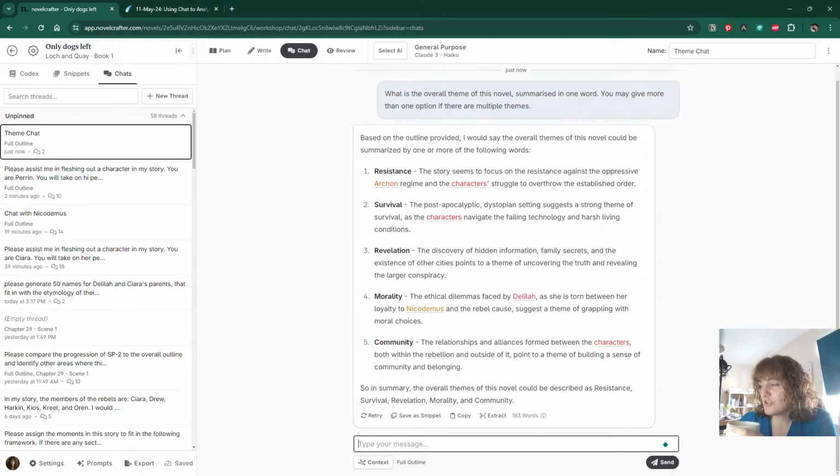Okay. So in my mind, the theme of the novel was justice, the different ways people go about getting justice and how effective they are, and how sometimes when people seek justice, it leads to more injustice against third parties. So I think the fact that it has resistance, revelation, morality, community all fits in with that theme.